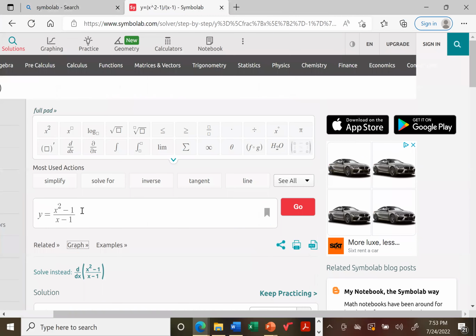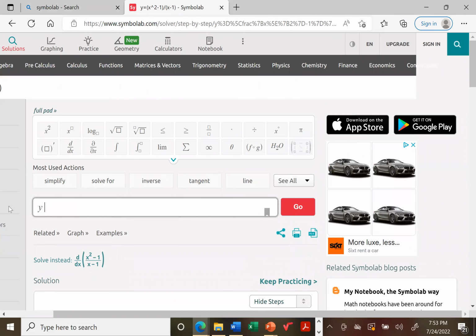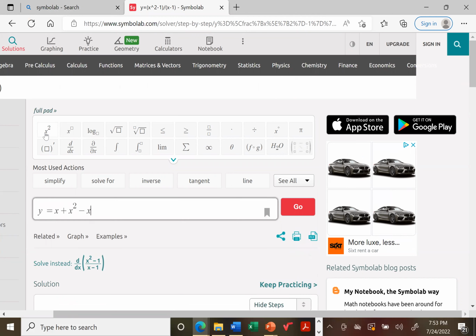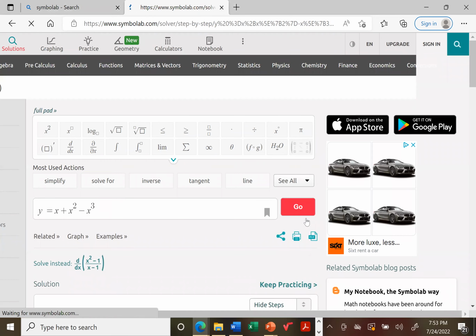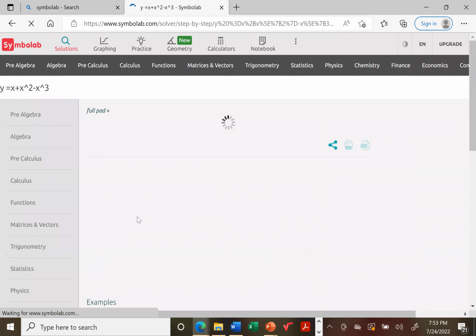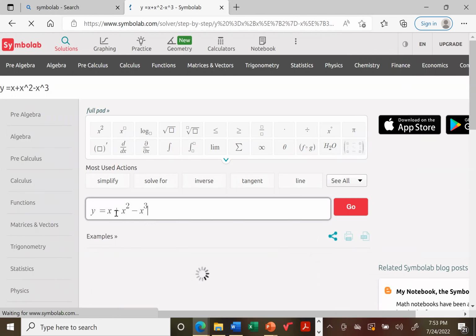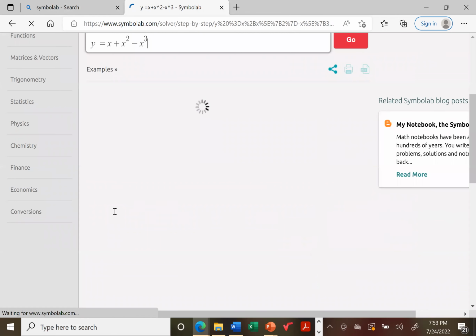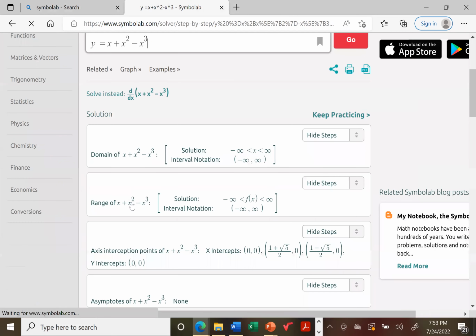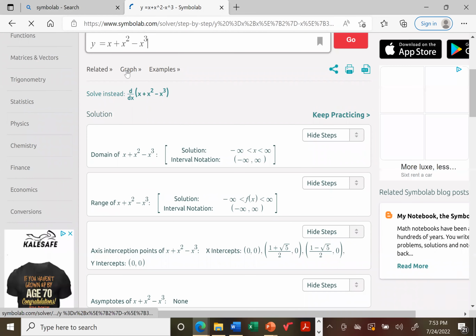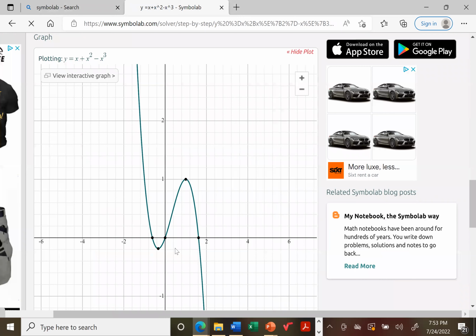All right, and that way we'll get a sense of where we're going with this. y equals x plus x squared minus x cubed. All right, let's see what this thing looks like. Now, because it's a cubic function, there's probably going to be two local extrema. Let's confirm that. And there is. Okay, so you get one here.